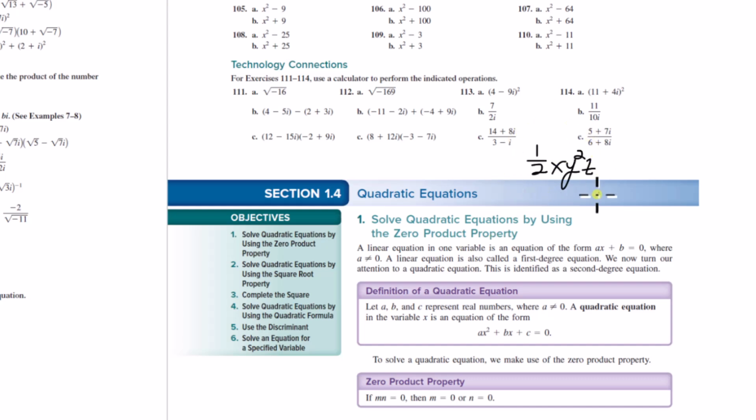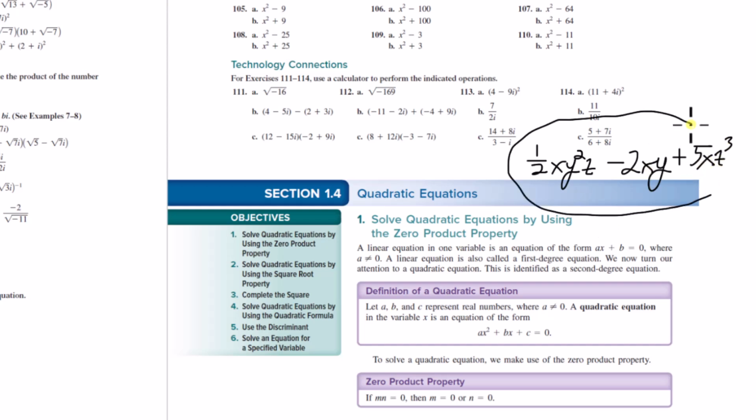Now here, 3x squared is a degree 2 term, because the power is 2. Here, this has degree 2, 3, degree 4. And so we could do minus 2xy plus 5xz cubed, and this entire expression is a polynomial expression. Specifically, it's a polynomial expression in 3 variables, or a polynomial expression in x, y, and z.